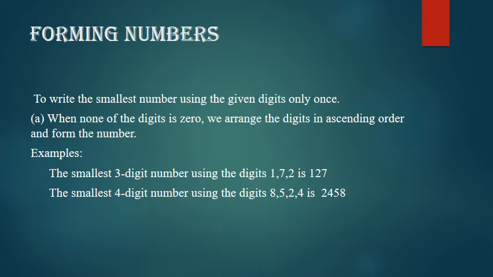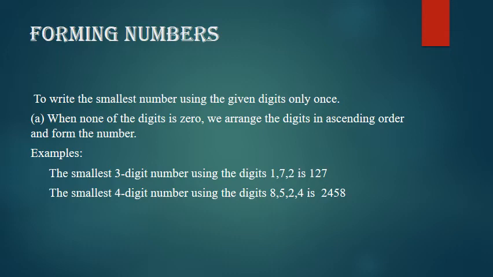Now children, the only thing you need to remember is to check whether any of the given digits is 0. No, none of the digits is 0. So this is the rule. When none of the digits is 0, you simply have to arrange the digits in ascending order for writing the smallest number. So children, here the digits given are 1, 7, 2.